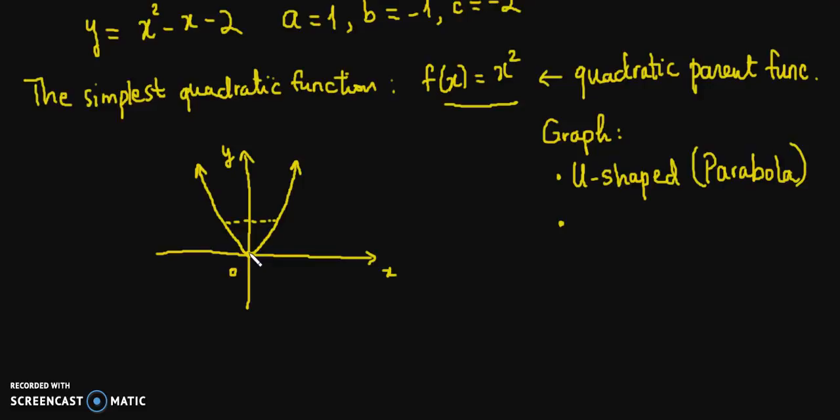Okay, exactly. And what it means is that the parabola is symmetric about the y-axis. Sorry, the y-axis. Okay, symmetric. If you fold a parabola, the two sides, this side and this side, will match exactly.